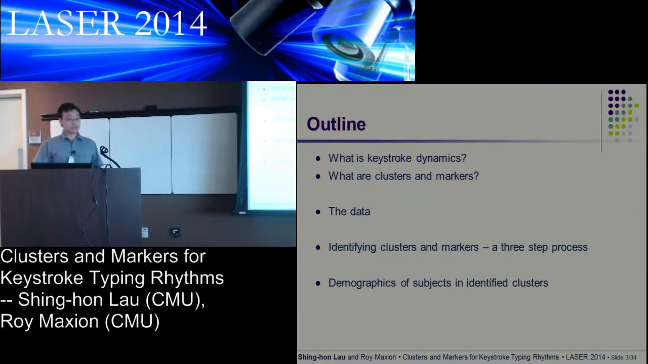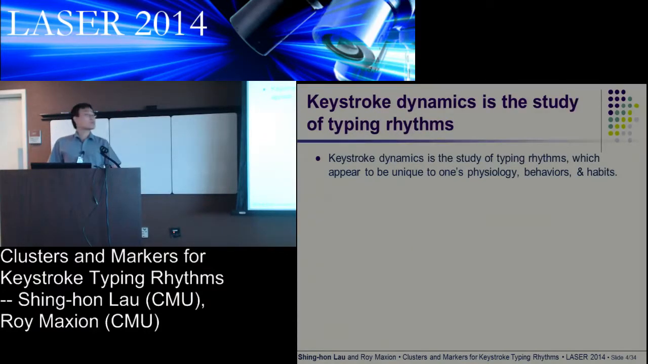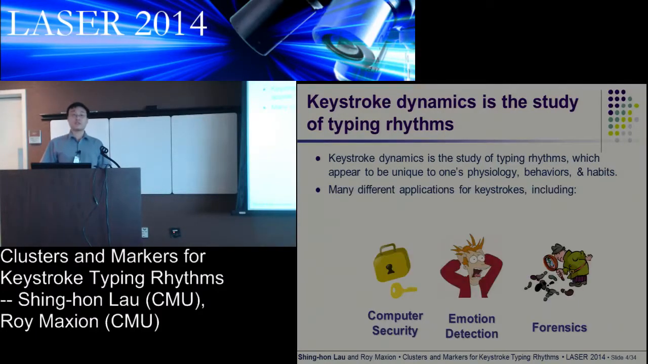So diving right into it, what exactly is keystroke dynamics? Keystroke dynamics is the study of typing rhythms. It appears to be unique to each person based on that person's physiology, behaviors, and habits. And there are many different applications for keystrokes, including computer security, emotion detection, and forensics.